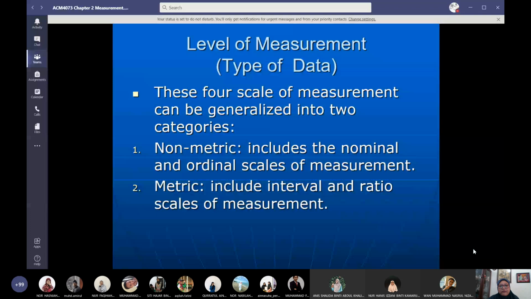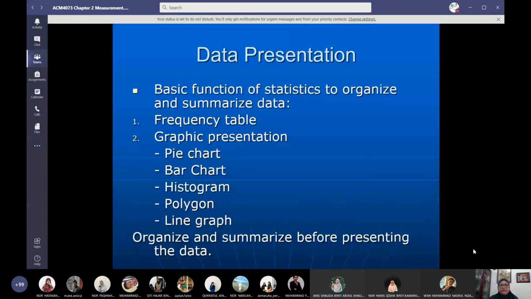So these 4 scales of measurement can be generalized into 2 categories: non-metric and metric. Non-metric includes the nominal and ordinal scales of measurement. While metric, what do we mean by metric measurement? Metric measurement means interval and ratio scales of measurement. Non-metric refers to nominal and ordinal.